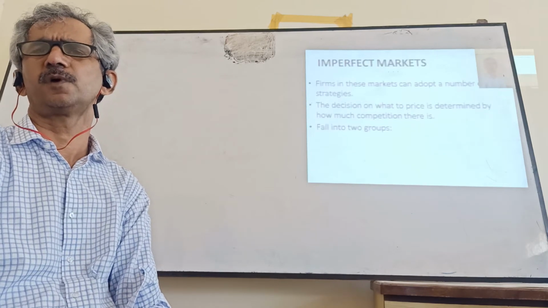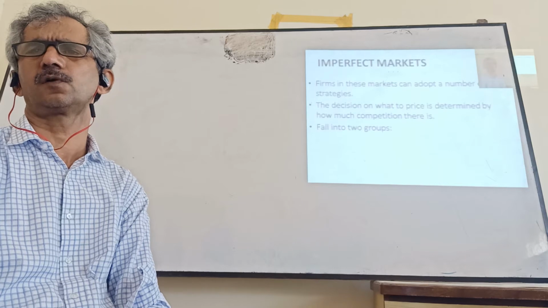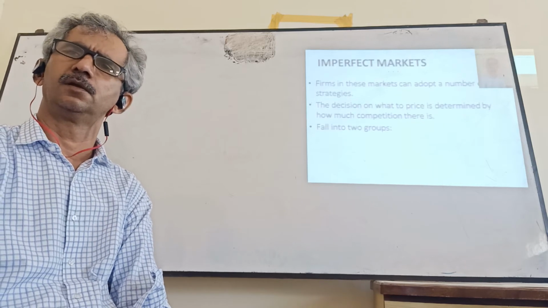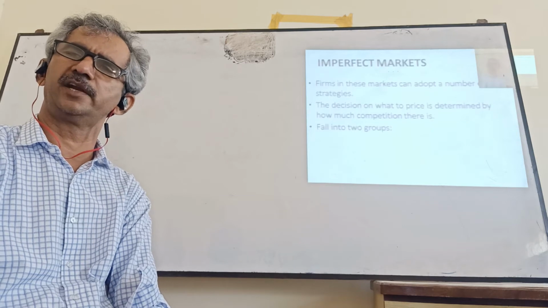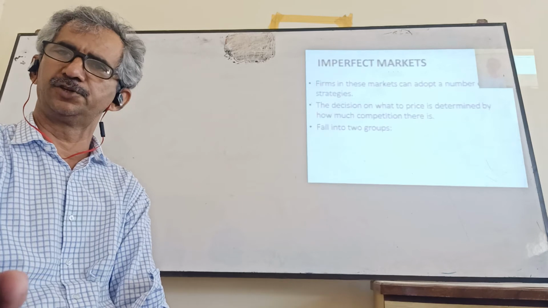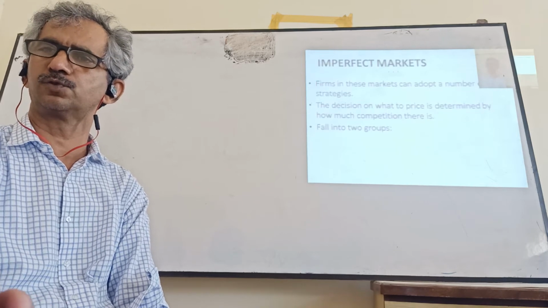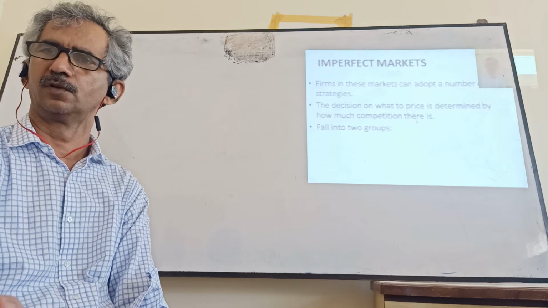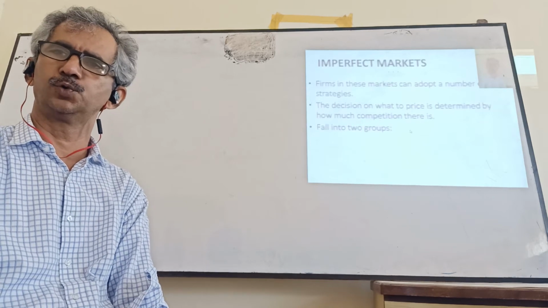In perfect markets, firms can adopt a number of strategies. In imperfect markets, firms can vary their prices, and their prices can be different. The decision on what to price is determined by how much competition there is. Pricing strategies fall into two groups.